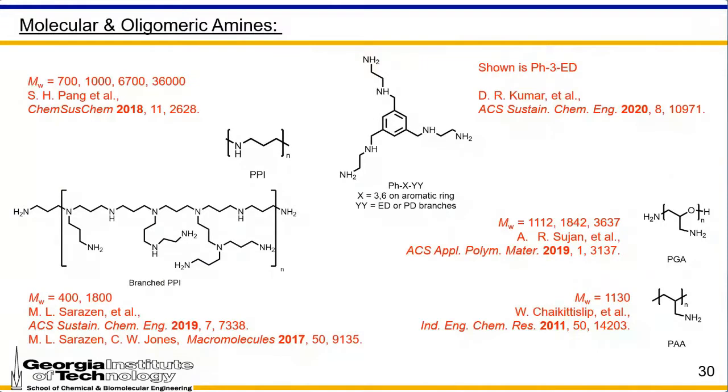With this type of knowledge, we've now designed a wide array of different small molecule as well as oligomeric amines for CO2 capture. A swath of these are shown here. These would all be molecules that we would incorporate into the pores of a porous silica or alumina support in order to capture CO2.